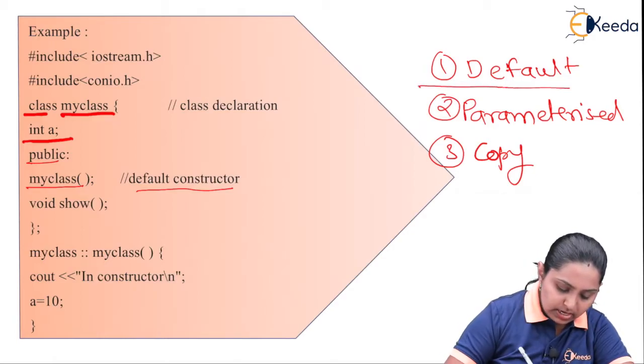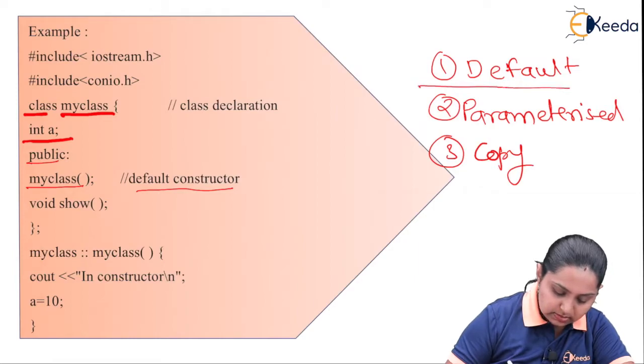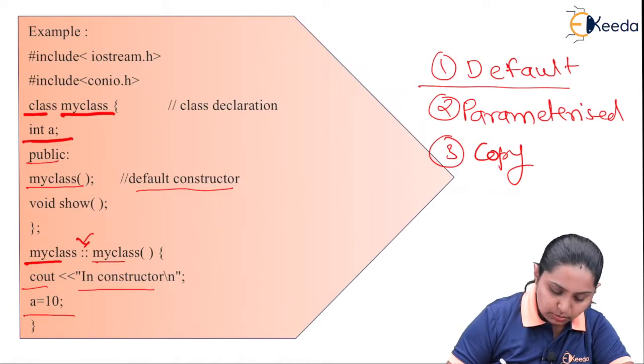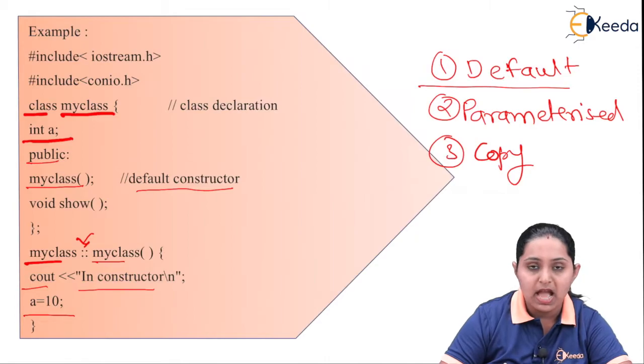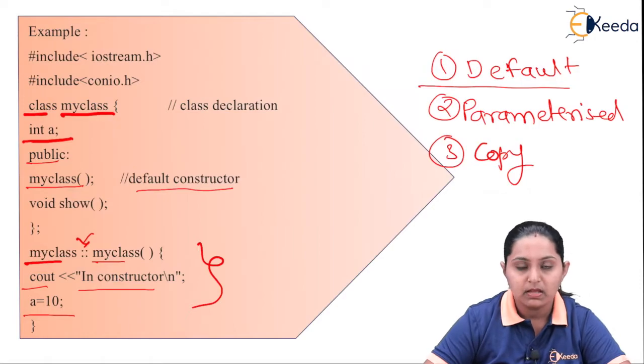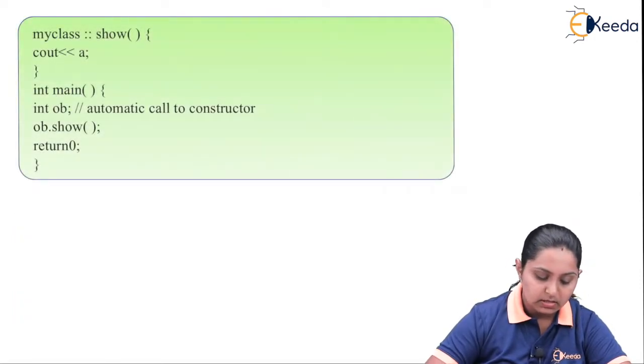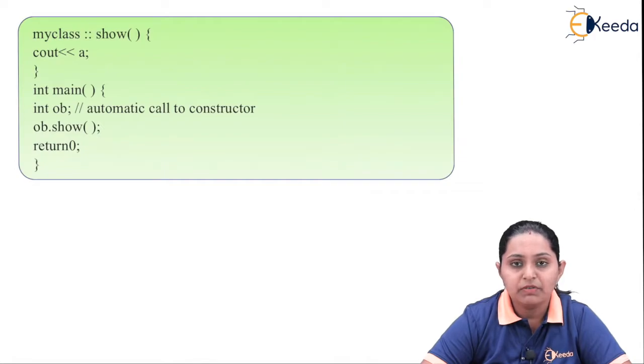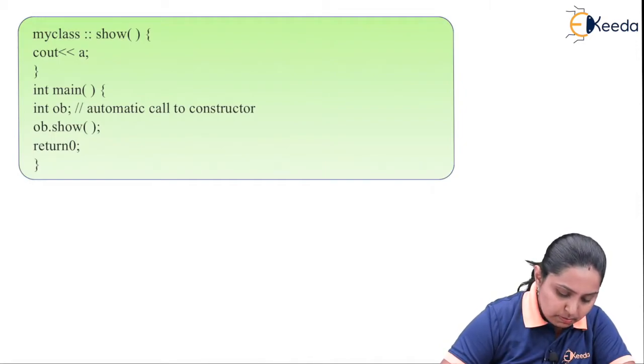Then outside the class, I am declaring my class constructor definition as MyClass, scope resolution operator, MyClass, inside the brackets, cout "in constructor", a is equal to 10. So outside the class I have given the constructor definition as MyClass. After the definition of the constructor, I am defining the method, that is show. How? MyClass, scope resolution, show, inside the brackets, cout of a.